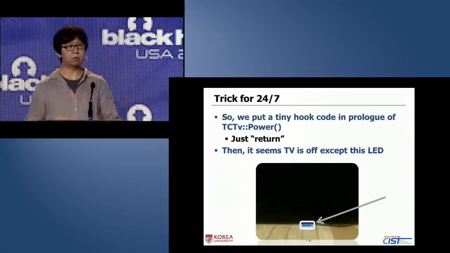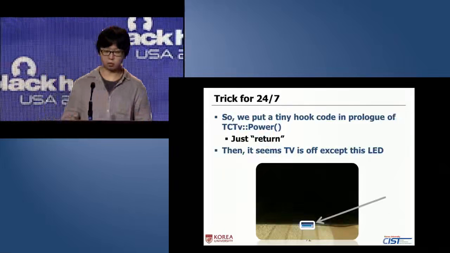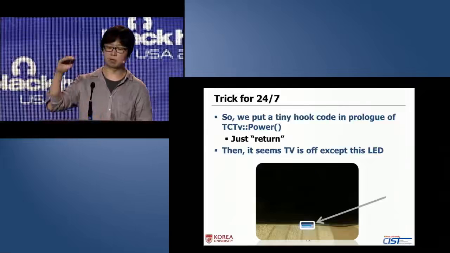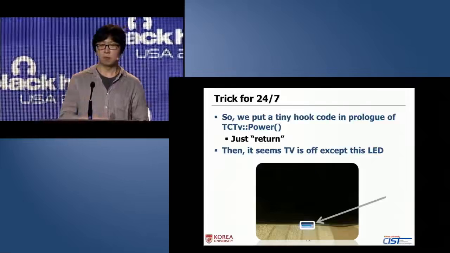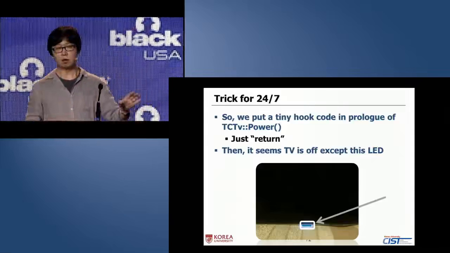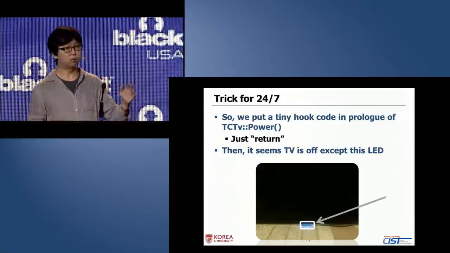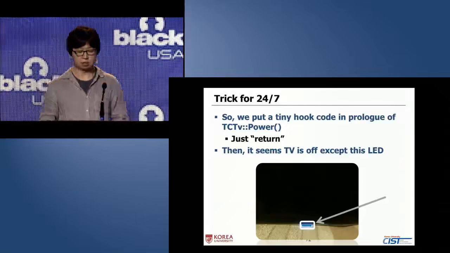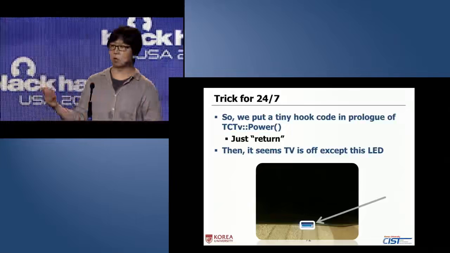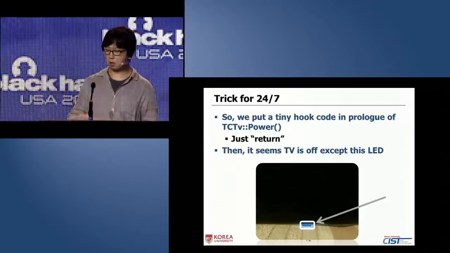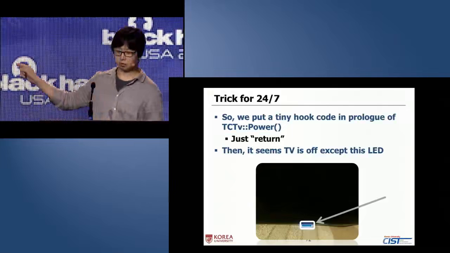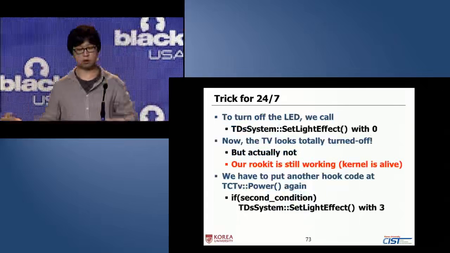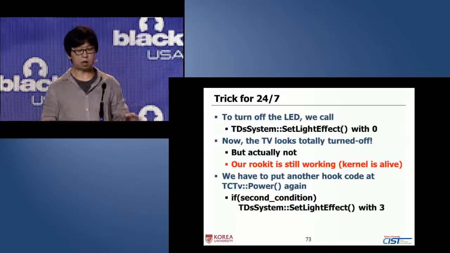Using a hooking program, you just put return at the top of the TV power function, so that the sound is muted and the screen is black, but it's still alive. It looks turned off, except for the blue LED. To turn off the LED, you have to call set light effect.